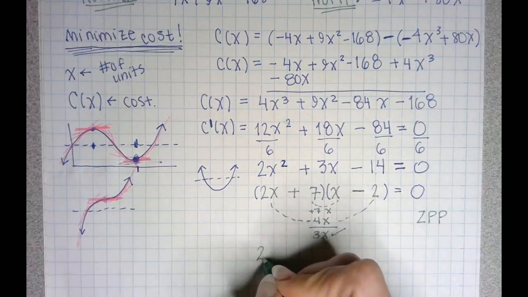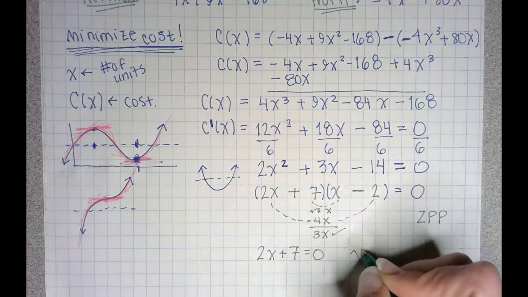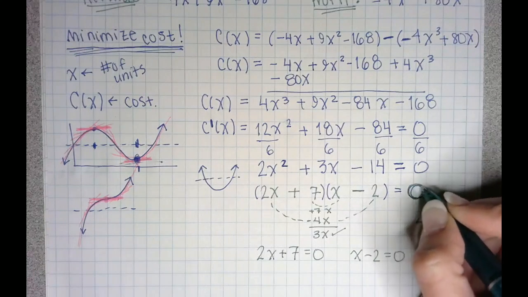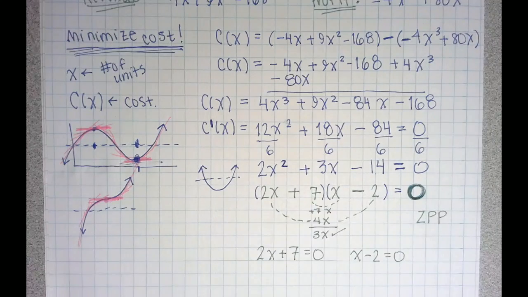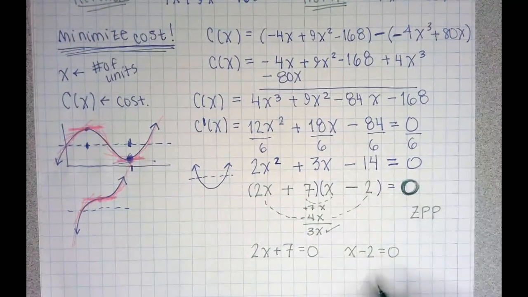So if I do that, I get 2x plus 7 equals 0. That's going to get me one answer, and I get x minus 2 equals 0. You never do this unless this number is 0. I don't know how many times in my life I've said this, but it's worth saying again. It's called the zero product property, not the 10 product property.